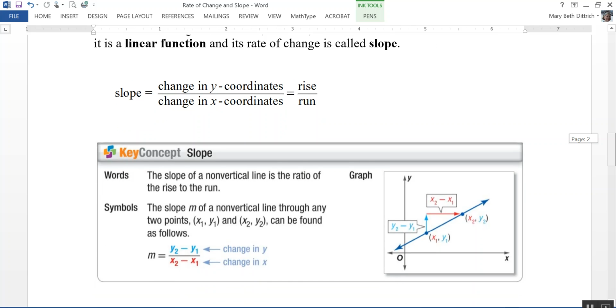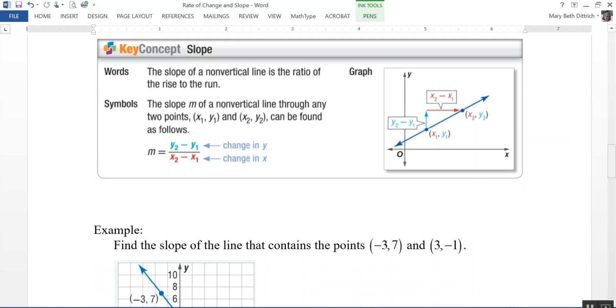Here's a concept box from a textbook that describes the slope of a line. If we have 2 points, we'll call one point x1, y1, and the other point x2, y2. It doesn't really matter which is which. To calculate the numerical value of the slope, you do y2 minus y1, that's your change in y, divided by x2 minus x1, that's your change in x.